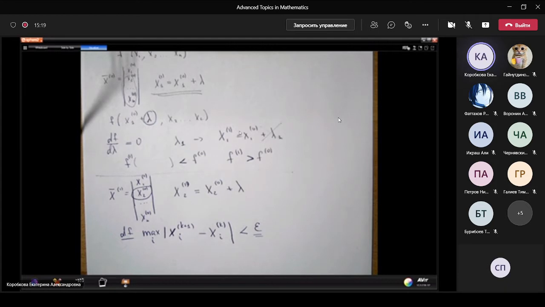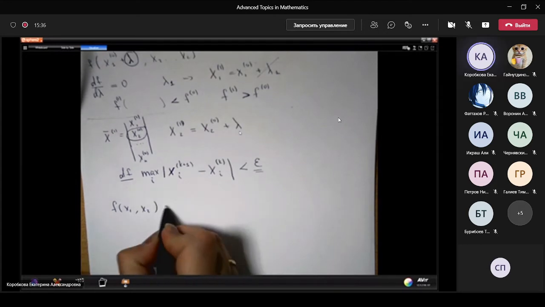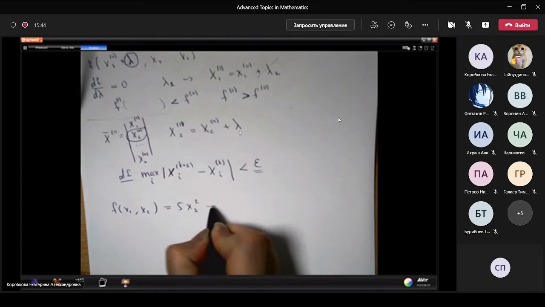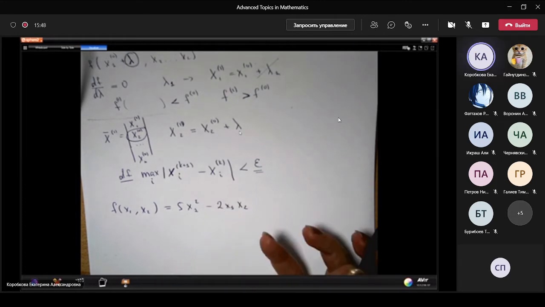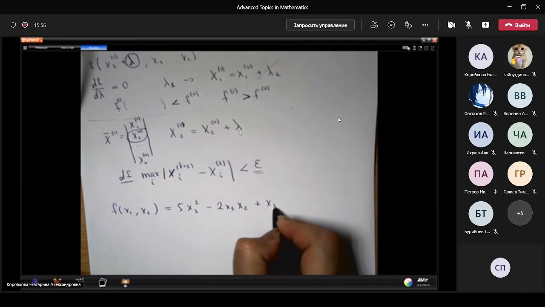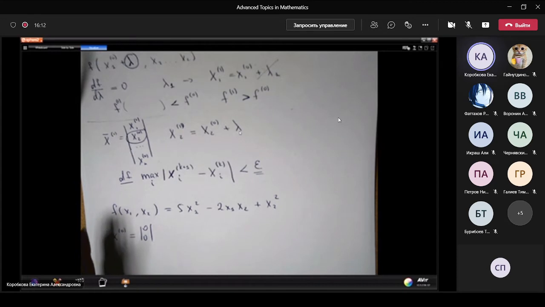So for this method and for the practical task, you will be given a function. It would be a function of just two variables. For example, this one, or maybe something like that. Maybe some additional term, the second power of, or something like that. And you will be given the initial point, for example, 0, 0. And you are supposed to do one or two steps along both coordinates.